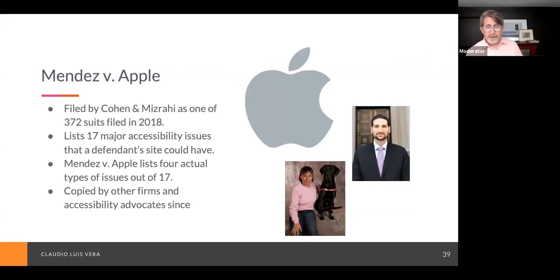So one of my favorites to look at is Mendes v. Apple because it was published in a newspaper, and so you can actually access Mendes v. Apple and read it for yourself fairly easily, and it is public knowledge. And I have seen countless cases that are modeled after this one. You look at them and you go, oh, I know this. It has the same 17 major accessibility issues. It's claiming the same 4 default issues. It has the same language. So it gets copied over and over again, not just by the same firm, but by other firms against other defendants.